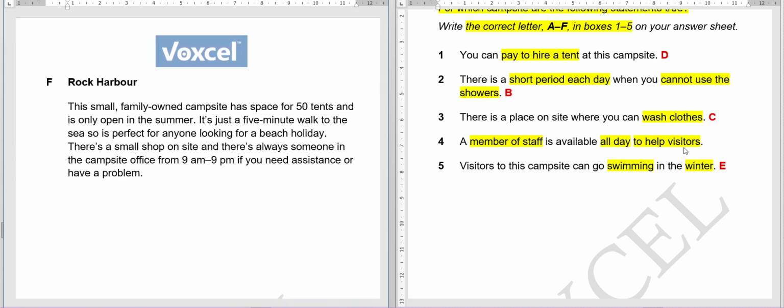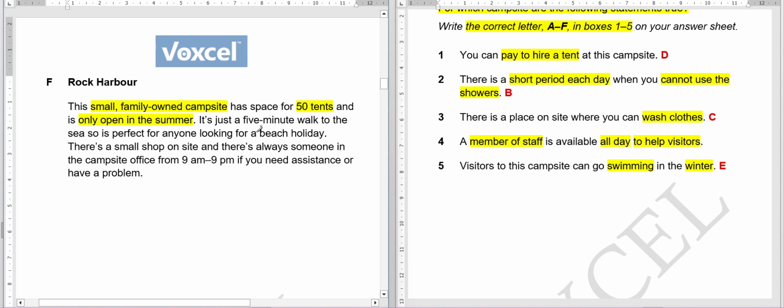So obviously only one question is left, and we know A, in the A paragraph we don't have any answer, so this answer should be in F. But we will read this particular thing. This small family-owned campsite has space for 50 tents and is only open in summer. So they are saying that this is a small family-owned campsite, we can only have space for 50 tents, and it is open only in the summer.